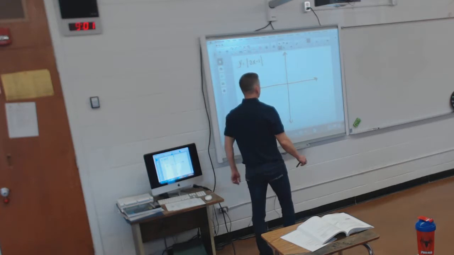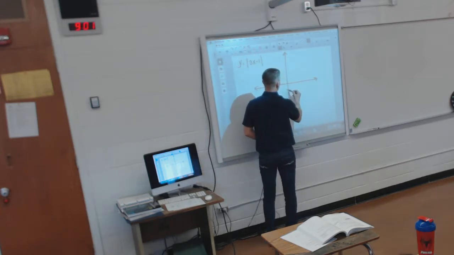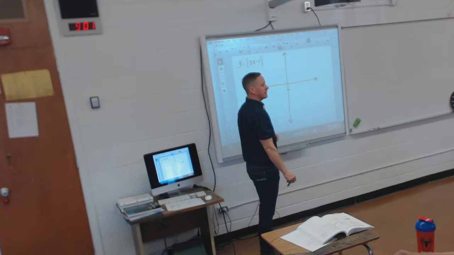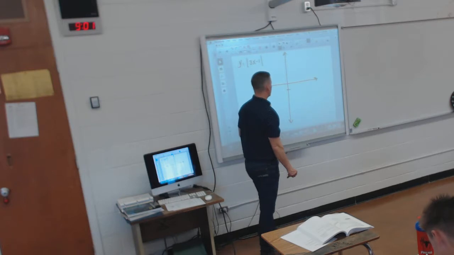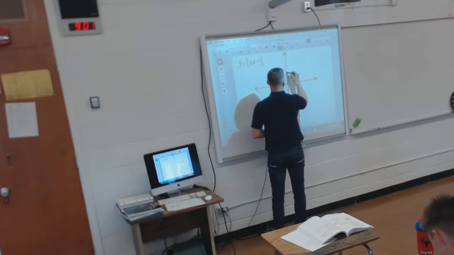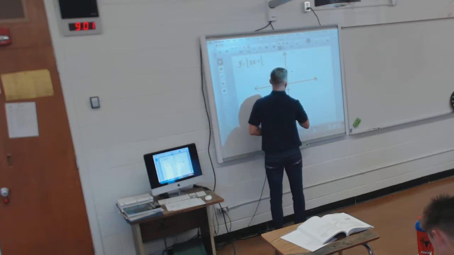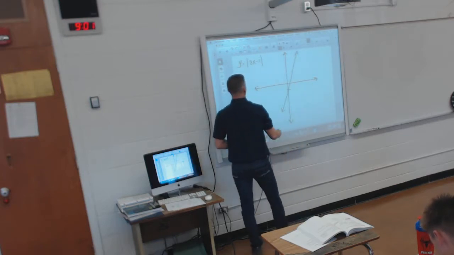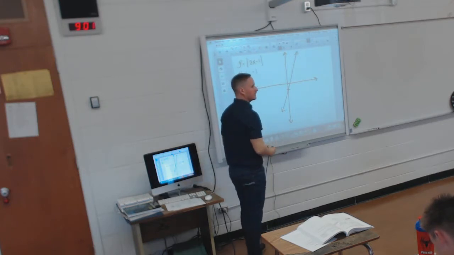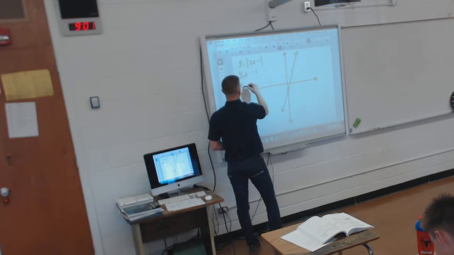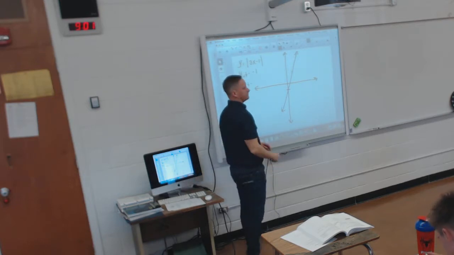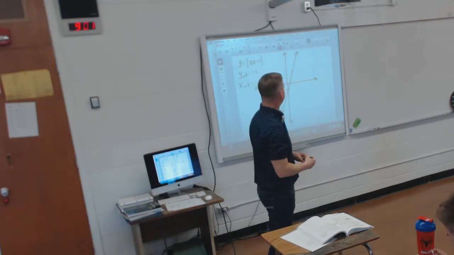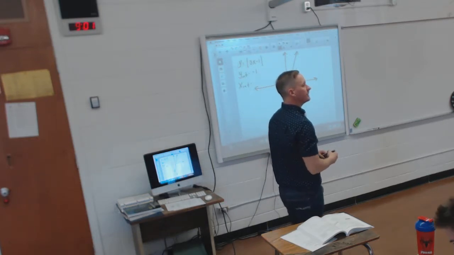Okay, so 0 and negative 1, that's my b value, right? And where does my slope tell me to go? Up 3, right? 1, 2, 3, and over to here. So I graph that there. Okay. So my y-intercept is negative 1, correct? What's my x-intercept? What is it? 1/3. Yeah.